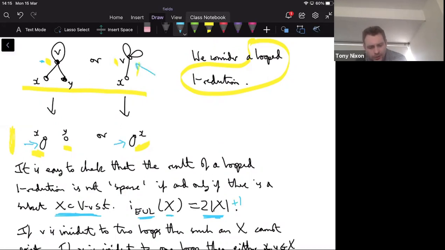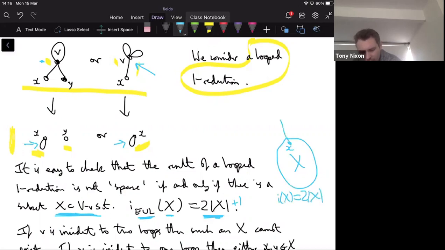If V was incident to two loops, then I claim such a set cannot exist. So what happens here? We'd have an x in V minus V, so it would have to contain x, and we're going to add a loop to it. But before we do, we know I of x is equal to twice x.